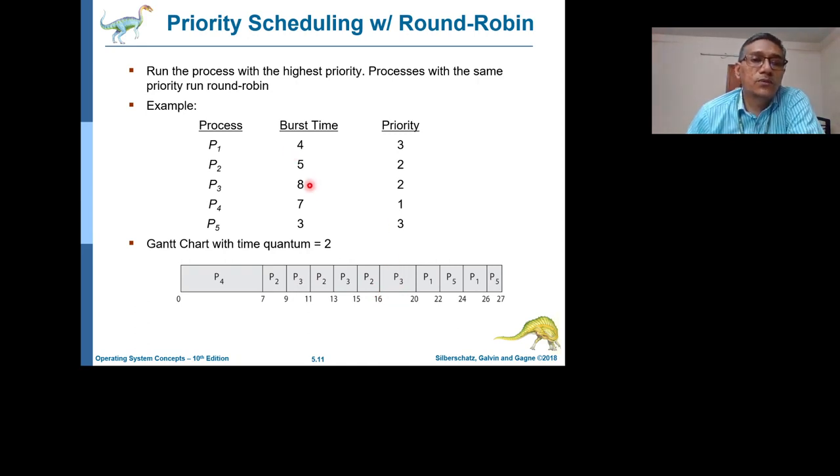Then when comparing P1 and P5, both are priority level 3, so both processes will again execute in round robin fashion. First P1 will take the CPU for 2 milliseconds, then P5 for 2 milliseconds, and then the remaining 2 milliseconds for P1 and 1 millisecond for P5. So in this way, both priority scheduling and round robin scheduling can be combined, and we can schedule the corresponding processes. Right? We will continue in the next lecture.